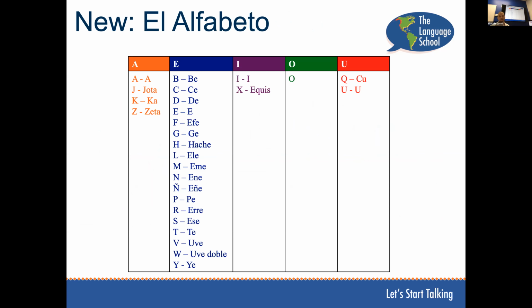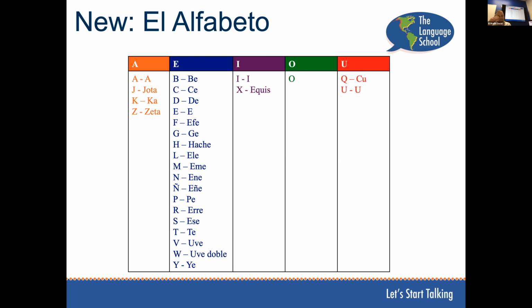That's the Spanish alphabet for you. So if you get the book, it's available on Amazon. Let's Start Talking Spanish Foundations. We've got this color-coded for you in the 5th lesson. So you'll see a chart that looks like this. This is just kind of a little hack to the pronunciation of the alphabet.